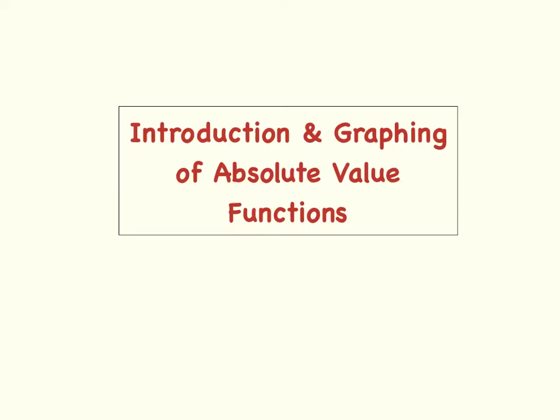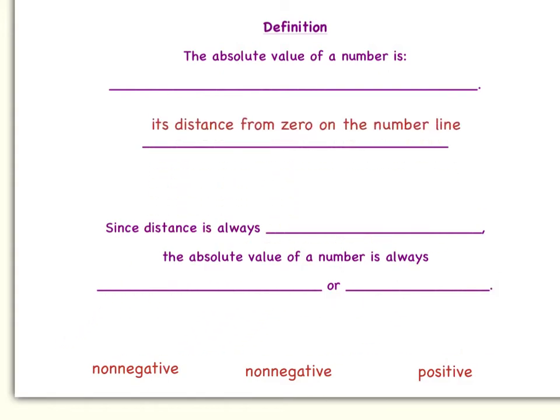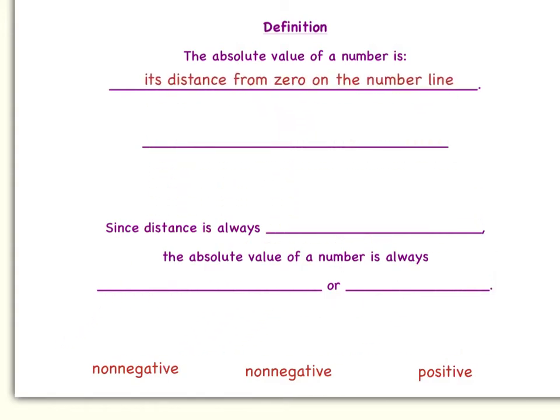Now let's get started. The absolute value of a number is its distance from 0 on the number line. For example, how many units is 2 from 0? Well, that's very simple. It is 2 units from 0. Now let's go on the other side of 0. How many units from 0 is -2? Well, you're right. It's 2 units.